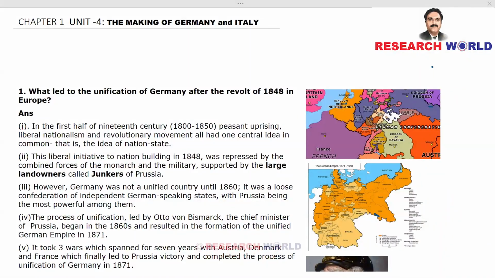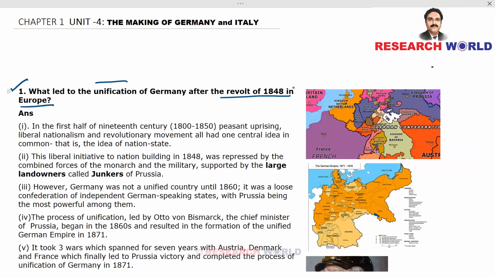Okay, dear students, let's move on to the next unit, that is Unit 4 of Chapter 1, History. The making of Germany and Italy. I have covered this unit through 3 questions. Let's start with the first question. What led to the unification of Germany after the revolt of 1848 in Europe?